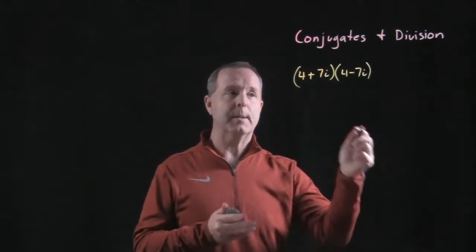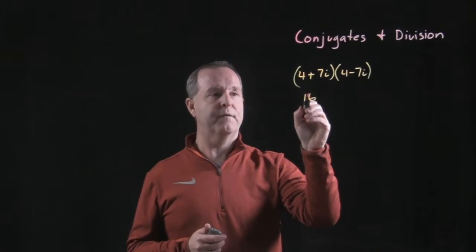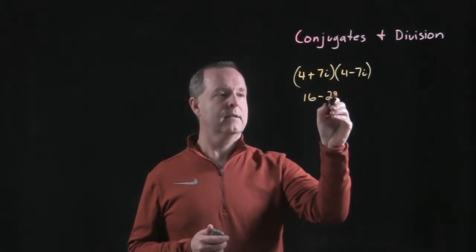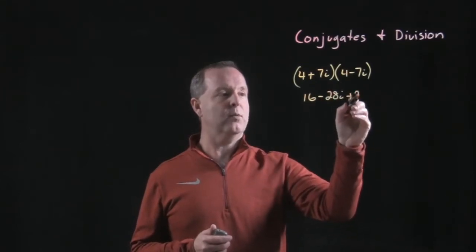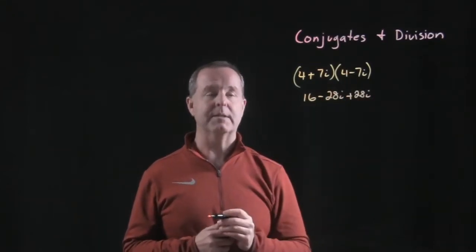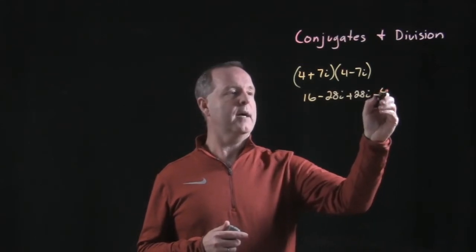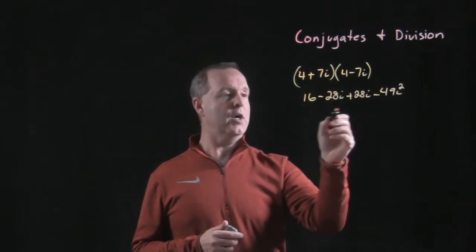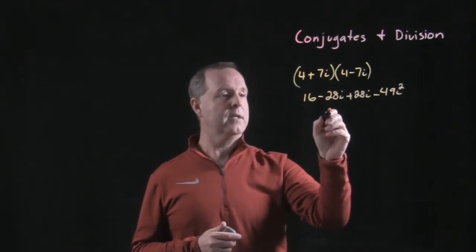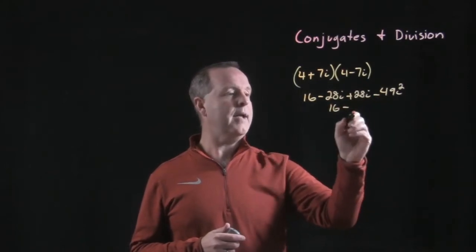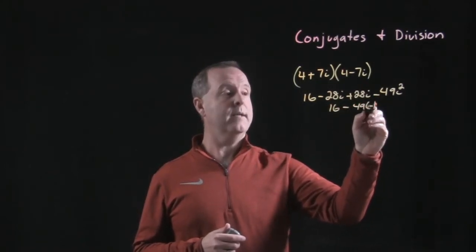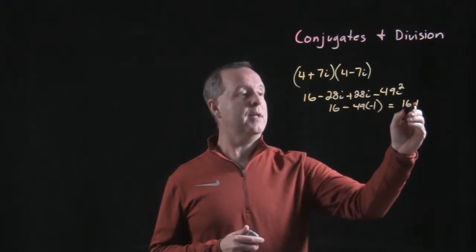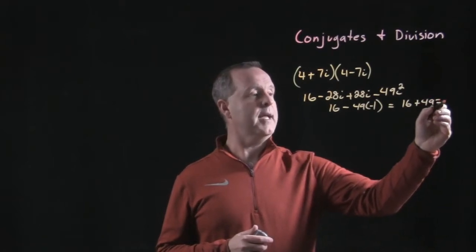Well, we can FOIL it out. So we have 4 times 4, first times first. Outers gives me a minus 28i. The inners is a positive 28i. And the last term times last term gives me a negative 49i squared. Then cleaning that up a little bit, I notice that my inner terms cancel out. So I'm left with 16 take away 49 times a negative 1, because i squared is negative 1. That results to 16 plus 49, which equals 65.